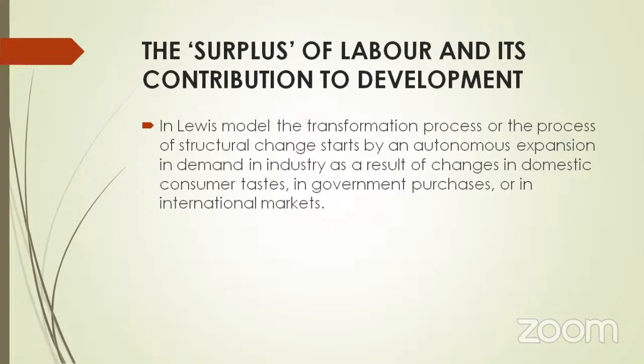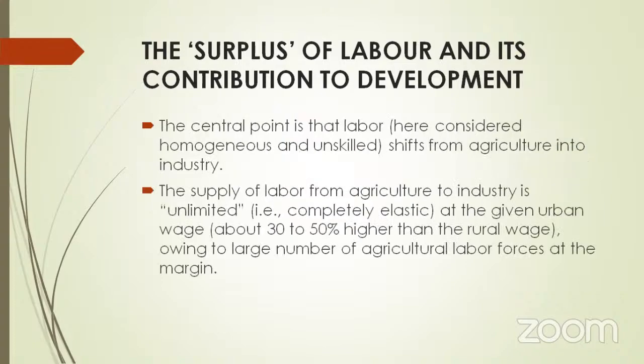In fact, when you are taking labor from the agriculture sector and pushing it into the industrial sector, you are talking about migration, because the agriculture sector is rural and the industrial sector is urban. The central point is that labor shifts from agriculture to industry. Supply of labor is unlimited, completely elastic at any given urban wage, from a large number of agricultural laborers at the margin. So most of these workers in agriculture are so much at the margin that even if you take out some workers, agriculture will not be affected.